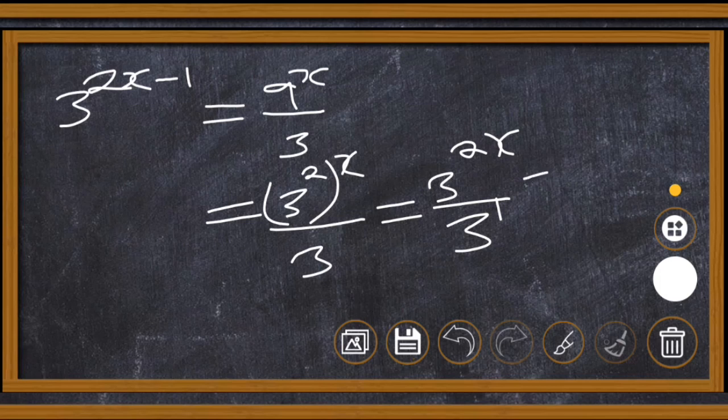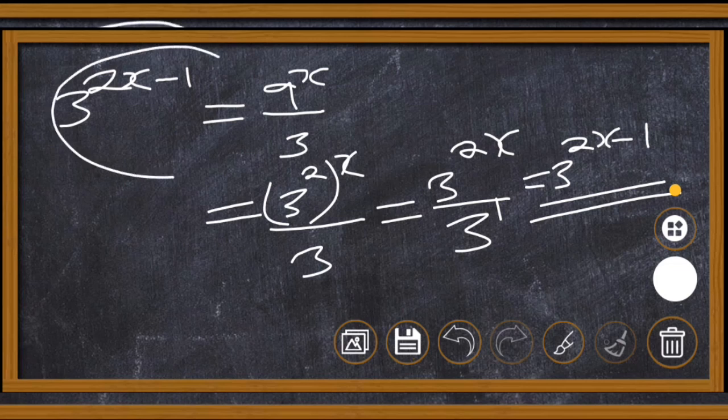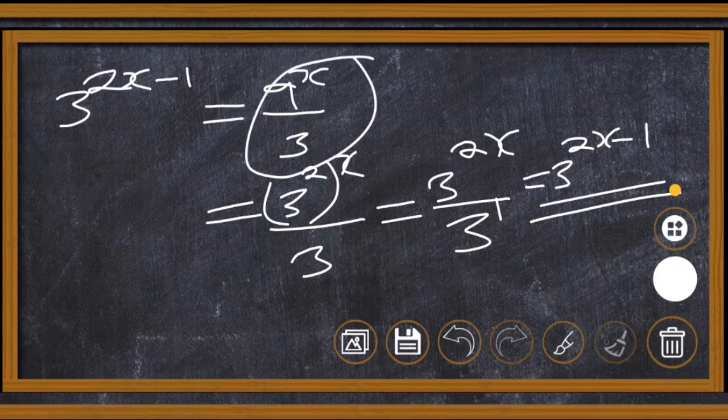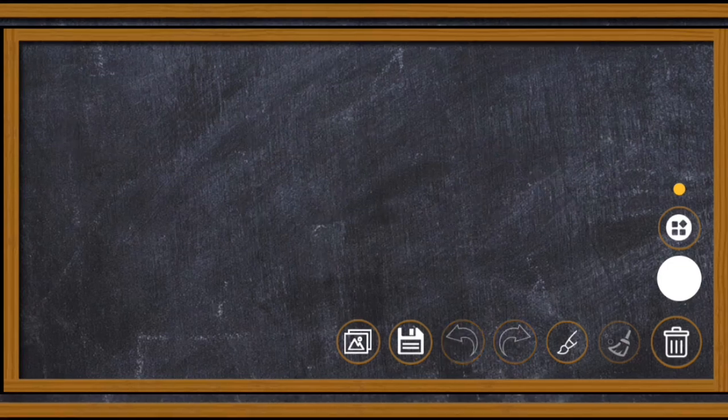So since we are dividing the same bases, we are going to subtract the powers. So we are going to write 3, then 2x, and then since we are dividing with 3 power 1, the power 1 will be subtracted from the power of the numerator. So this is how we basically simplify such, or rather show that the given two values are equal to each other. So we have shown that this is equal to this.